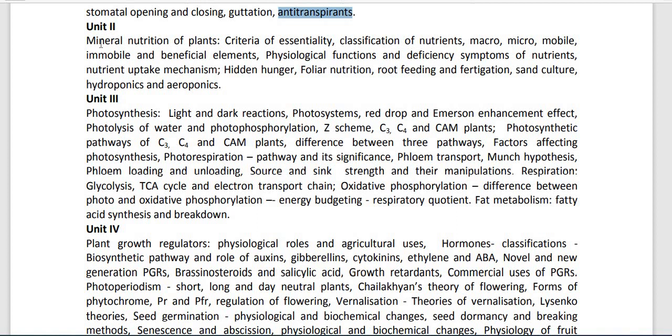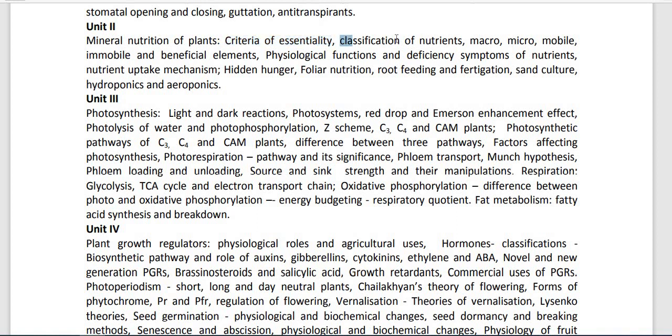Coming to unit 2, it is the mineral nutrients of plants. In mineral nutrients of plants, you have to focus on some definitions, and also this important one: the criteria for essentiality for the mineral nutrients. There will be 3 points. Please go through those 3 points.